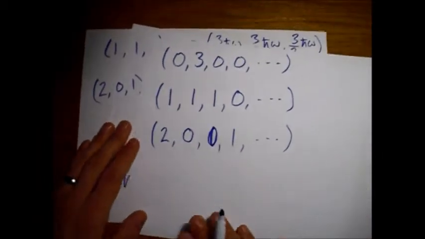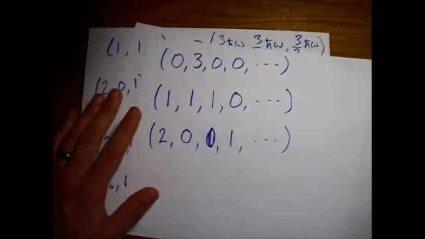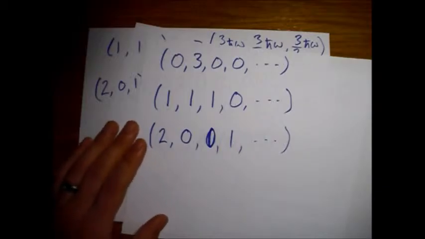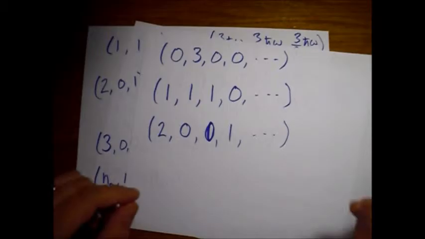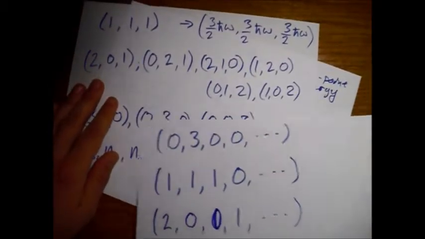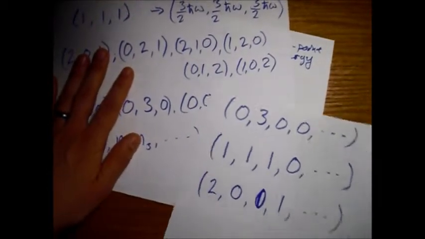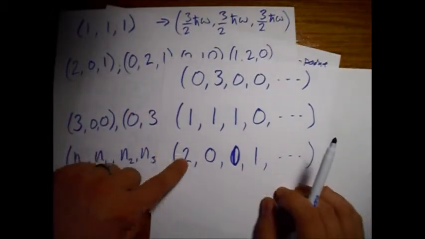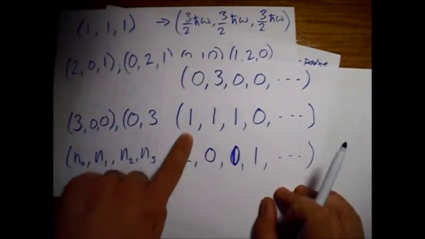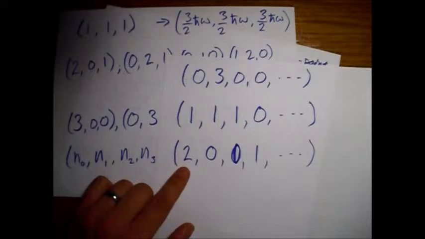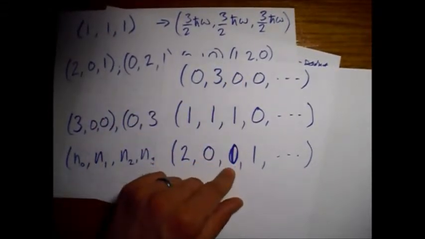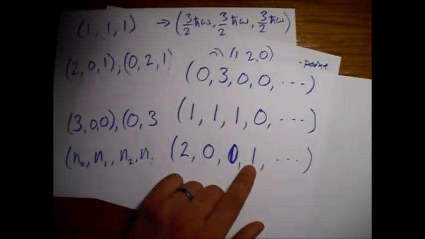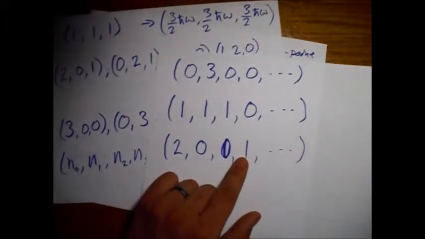So what are the possible occupation number configurations? Here's what they are, okay? And again, these are just those quanta. So if you wanted to know the energy, these ones would have h bar omega over 2. These would have 3 halves h bar omega. These would have 5 halves h bar omega, and these would have 7 halves h bar omega. All right.